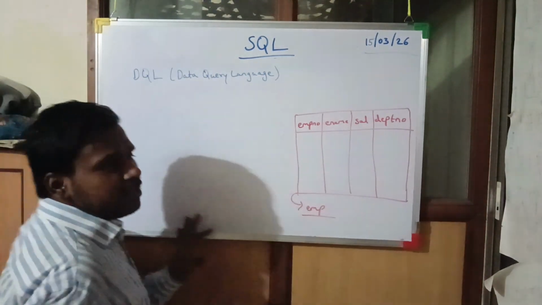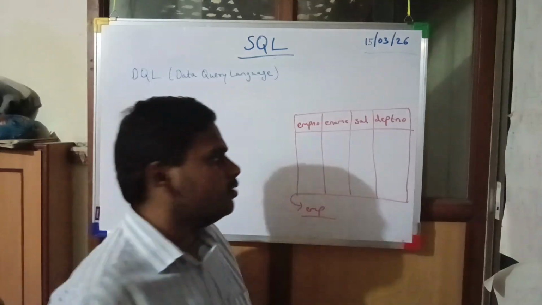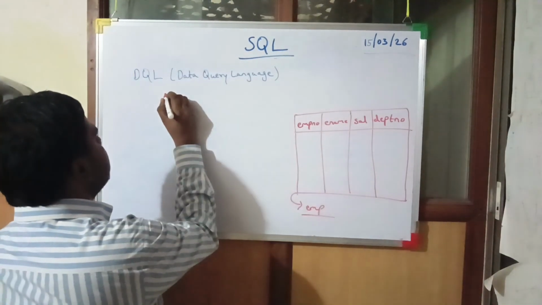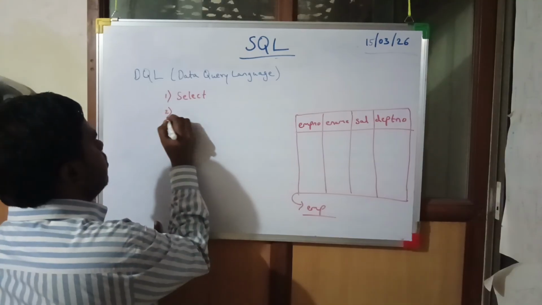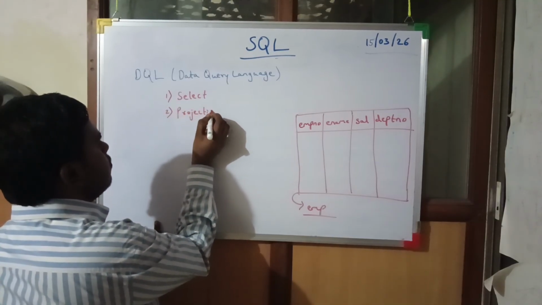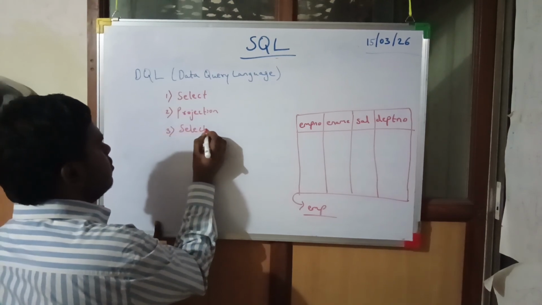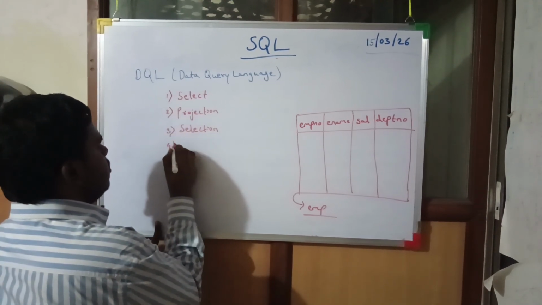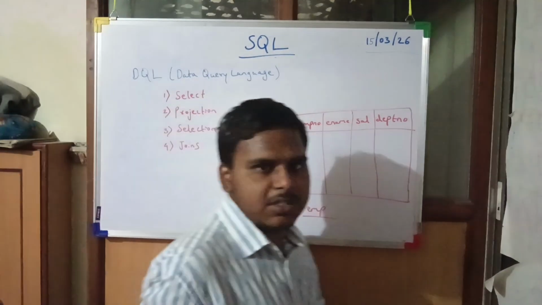In DQL we have some subtypes. What are the subtypes? Select, projection, selection, and the fourth one, joins. These are the 4 subtypes we are going to see.